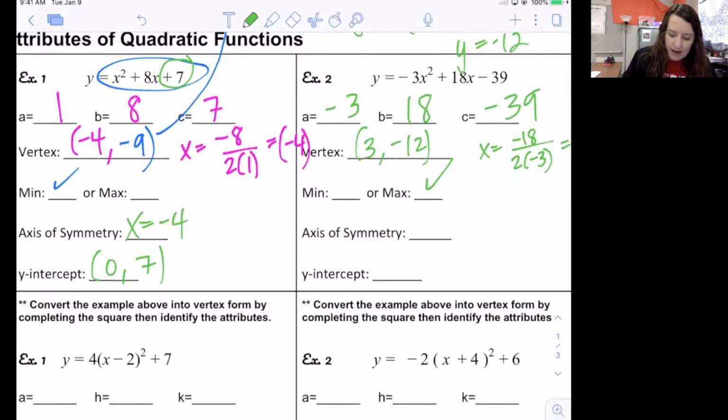Our axis of symmetry is at x equals negative b over 2a, which is the x value of our vertex. We want to make sure to write that as an equation, so x equals 3. And then our y-intercept is at our c value, so our y-intercept is going to be at (0, negative 39).